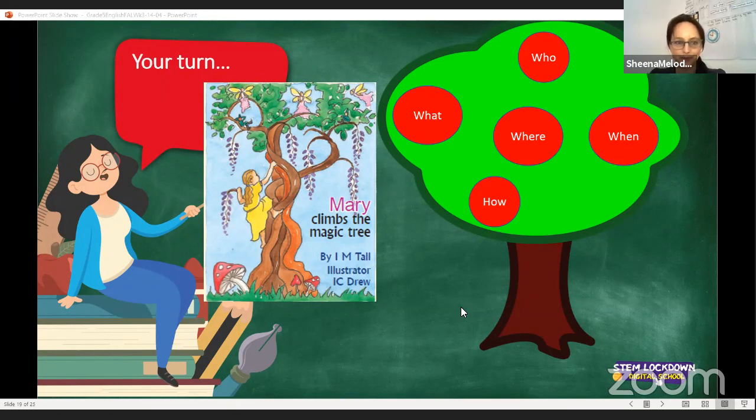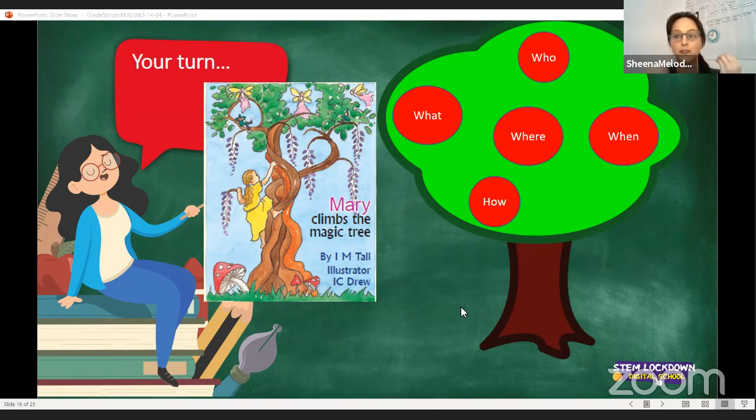Okay, so I got some absolutely lovely ideas here from you. I'm going to share a few of them I've seen. So the who is Mary, because the title is Mary Climbs the Magic Tree. What is about a magic tree, and it is about Mary climbing the magic tree because that's what you see and that's what it says. Mary climbs the magic tree.